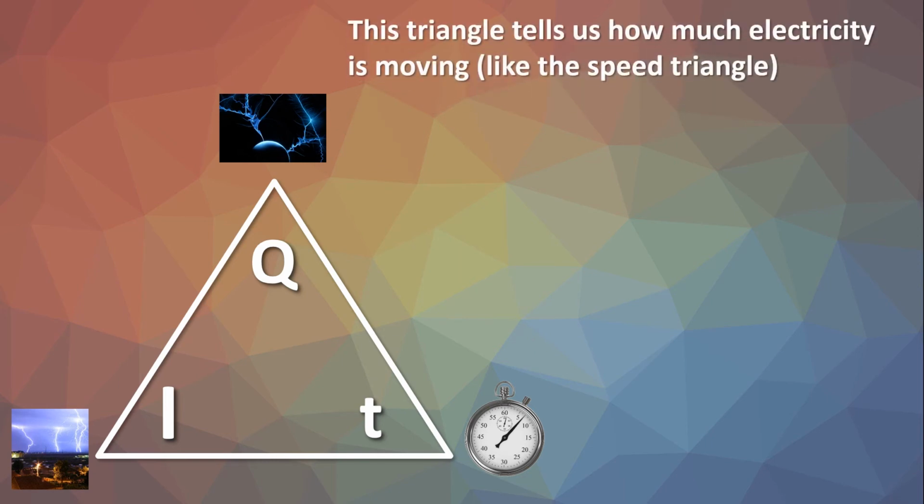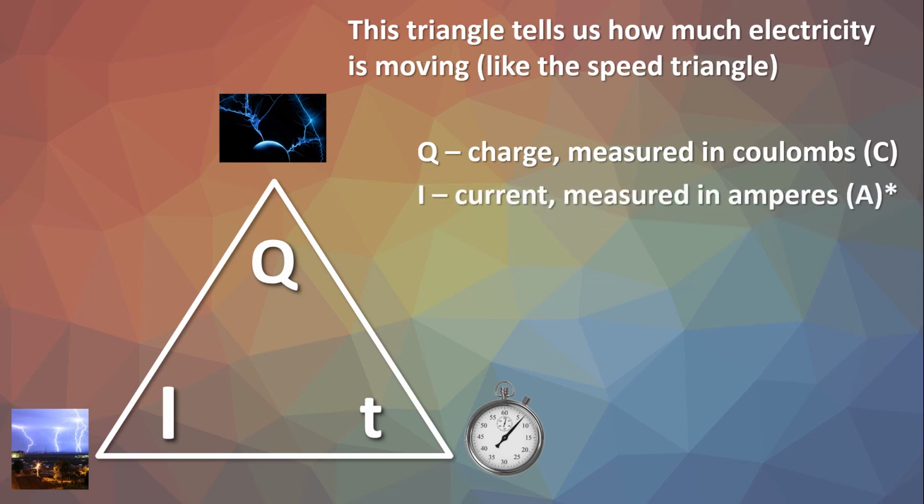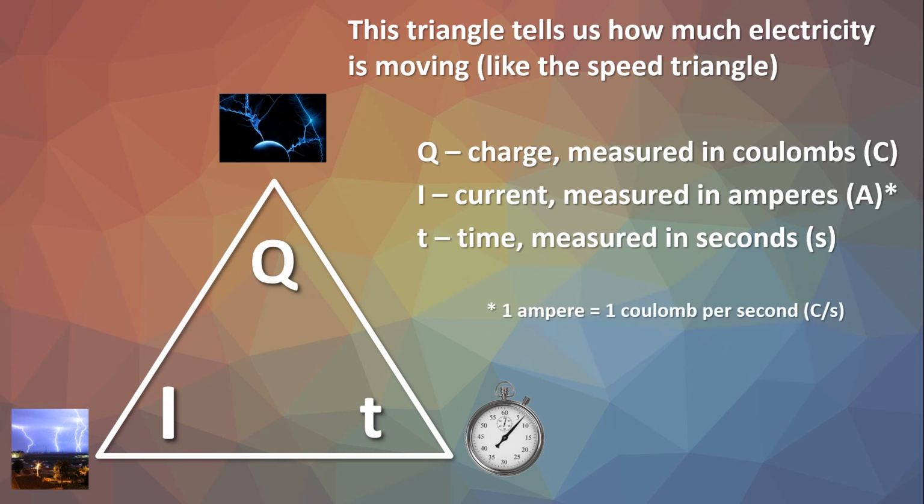But in this equation, we're talking about how much electricity is moving. It's a little bit like the speed triangle. Q is charge, measured in coulombs, and charge is an amount of electricity. I is current, measured in amperes, and it's a bit like the amount of electricity flowing. It can be compared to the current of a river. T, once again, is time measured in seconds, and 1 ampere is 1 coulomb per second, kind of like speed is measured in meters per second.